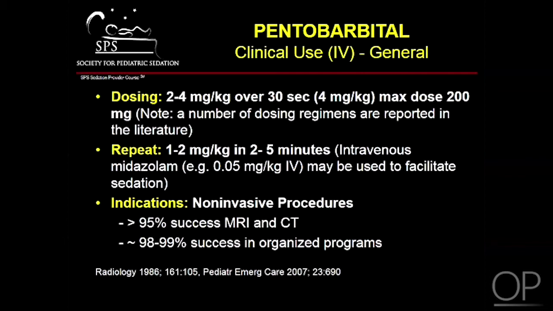Intravenous doses are typically 2 to 4 milligrams per kilogram given over 30 to 60 seconds, with an average of approximately 4 milligrams per kilogram typically required to produce sleep. The maximum dose is usually determined to be 200 milligrams. There are a number of different regimens reported in the literature, starting anywhere from 1 to 4 milligrams per kilogram per dose. A repeat dose of 1 to 2 milligrams per kilogram can be given 2 to 5 minutes following the initial dose. In organized sedation programs, success rates for intravenous pentobarbital for non-invasive procedures like MRI scans and CT scans are 98 to 99%.